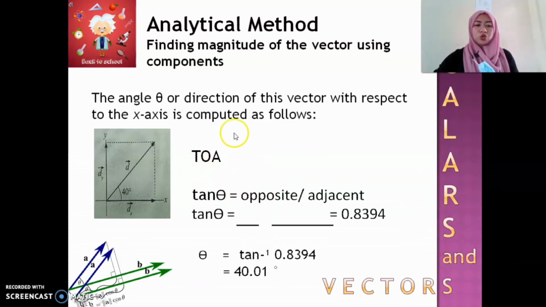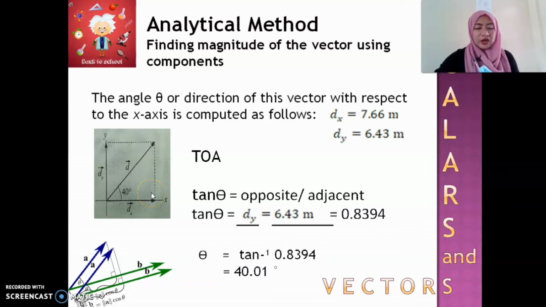To identify the angle or direction of this vector with respect to the x-axis, it is computed as follows. You can use the TOA, or the tangent of the angle, which is equal to opposite over adjacent. Recall our x component is 7.66 meters, our y component is equal to 6.43 meters. Tangent of the angle is equal to the opposite, our y component, 6.43 meters, divided by the adjacent, our x component, 7.66 meters.